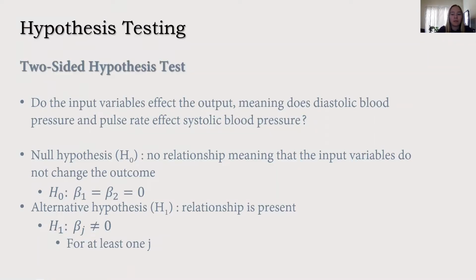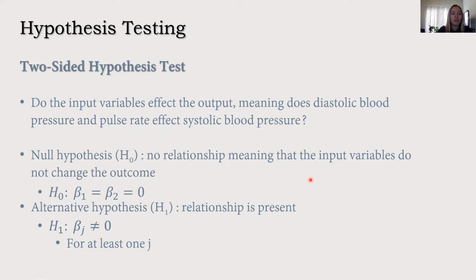We are going to use Minitab to see which variables are significant for the regression model. And in order to do this, we're going to use a two-sided hypothesis test. So we're going to be answering the question, do the input variables affect the output? Meaning, does diastolic blood pressure and pulse rate affect systolic blood pressure? If our null hypothesis is true, then there is no relationship between the input variables and the outcome. This is our null hypothesis here.